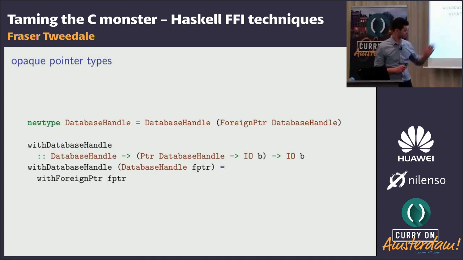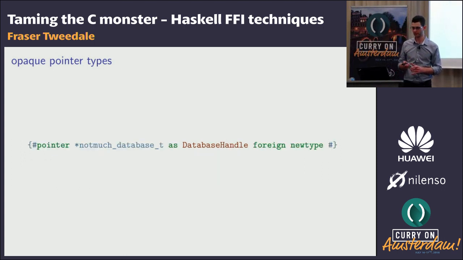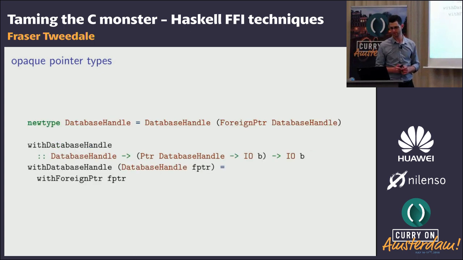This results in the following code. So we get the newtype, the name of the type is DatabaseHandle, and it wraps a ForeignPtr for a database handle. We get an unwrapping function for free. If we had not included the foreign keyword in the C2HS hook, then this would be a newtype of Ptr DatabaseHandle rather than a ForeignPtr. And if we had not specified newtype, this would be a type synonym. And we wouldn't need the unwrapping function, and C2HS wouldn't write one for us.